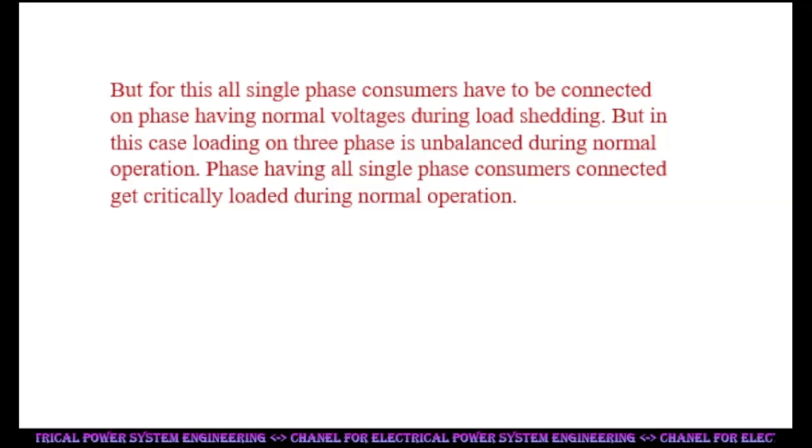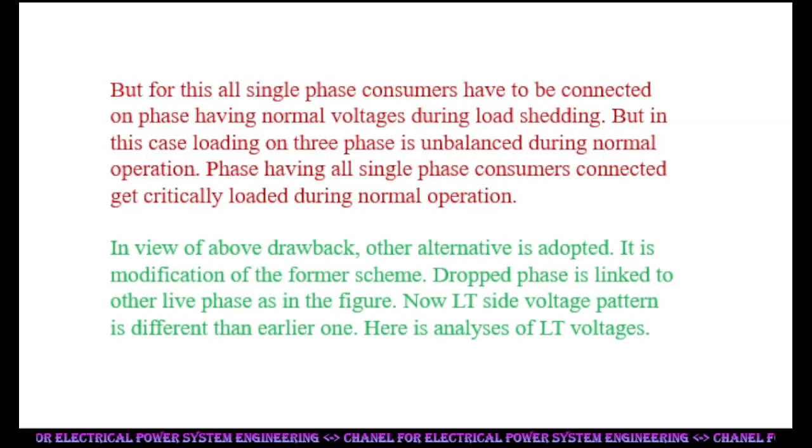But in this case, loading on the three phases is unbalanced during normal operation. The phase having all single-phase consumers connected gets critically loaded during normal operation. In view of the above drawback, another alternative is adopted. It is a modification of the former scheme. The dropped phase is linked to another live phase, as in the figure. Now the LT side voltage pattern is different from the earlier one.